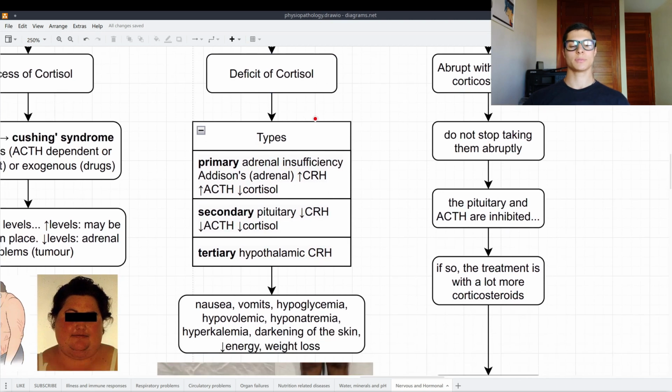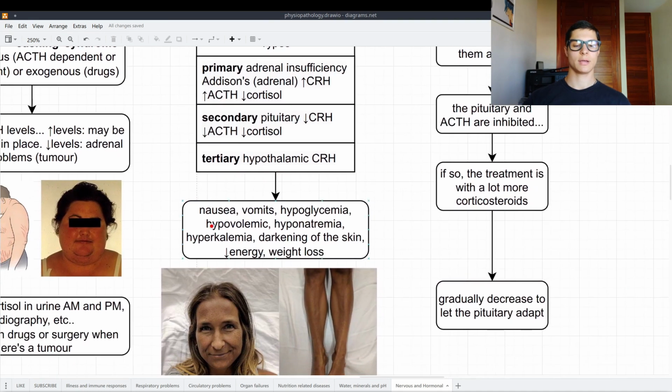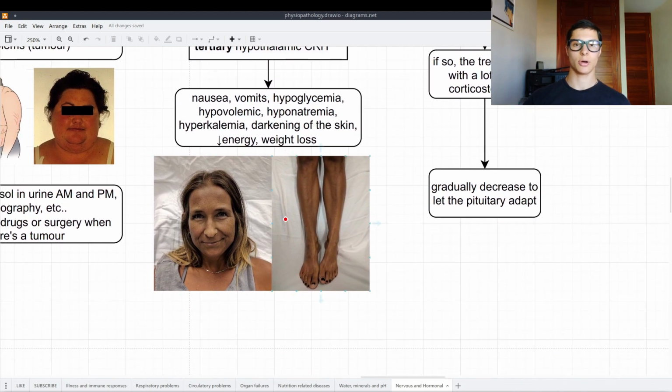Deficit of cortisol. We have three main types: primary, secondary and tertiary. The primary one is an adrenal insufficiency, so our adrenals don't work properly. And this is Addison's disease. This is where there is high corticotropin releasing hormone, high ACTH and lower cortisol. The secondary one is in the pituitary, so low CRH, low ACTH and lower cortisol. And the tertiary is the hypothalamic, affecting the CRH. This creates nausea, vomiting, hypoglycemia, hypovolemia, hyponatremia, hyperkalemia, and the darkening of the skin, as well as low energy and weight loss. Darkening of the skin not because of the sun.